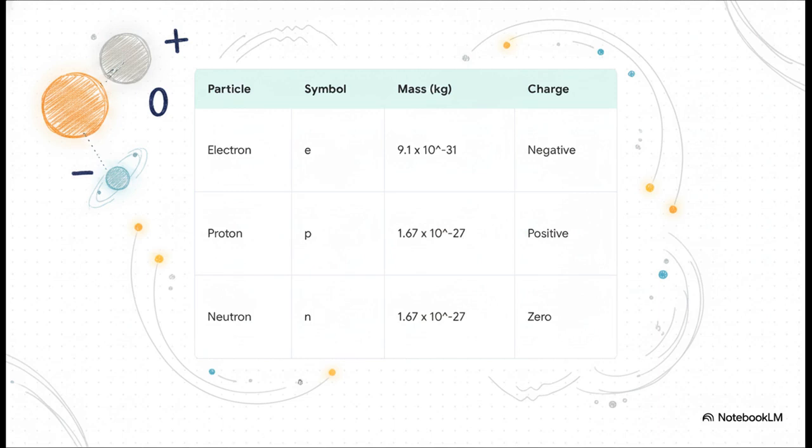But then, look at the electron. Its mass is so incredibly tiny, we're talking 9.1 times 10 to the negative 31st kilograms, that for our calculations, it's essentially weightless. But what it lacks in mass, it completely makes up for in charge, perfectly balancing the proton's positive charge with a -1. And the neutron, as the name implies, carries zero charge.